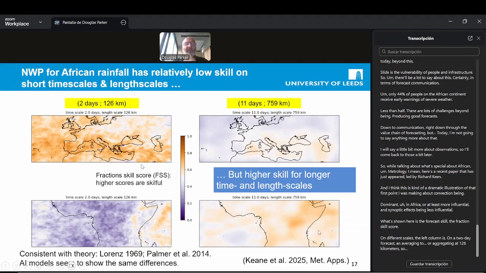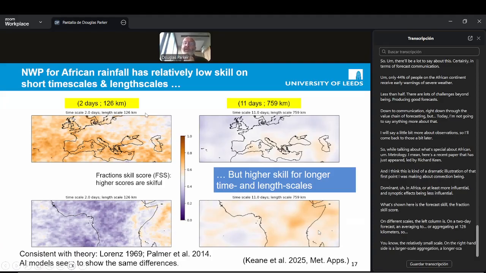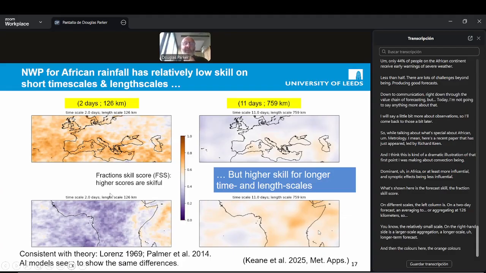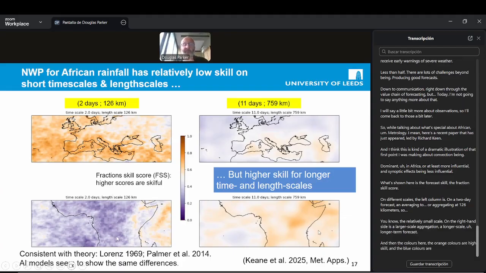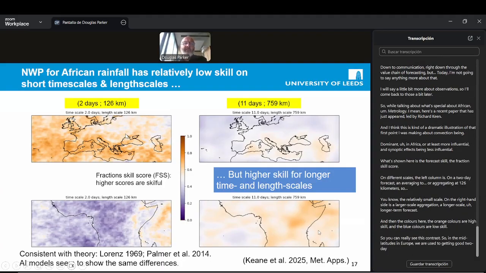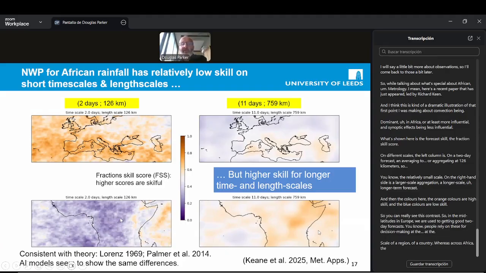So, the relatively small scale. And the right-hand side is a larger scale aggregation, a longer-term forecast. The orange colors here are high skill and the blue colors are low skill. So you can really see this contrast. In the mid-latitudes in Europe, we are used to getting good 2-day forecasts. People rely on these for decision-making at the scale of a region, of a country. Whereas across Africa, the skill on those scales is much lower from numerical weather prediction models.